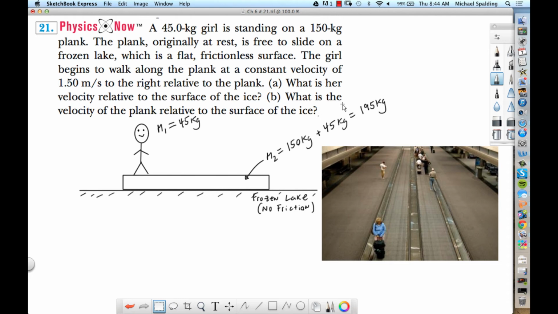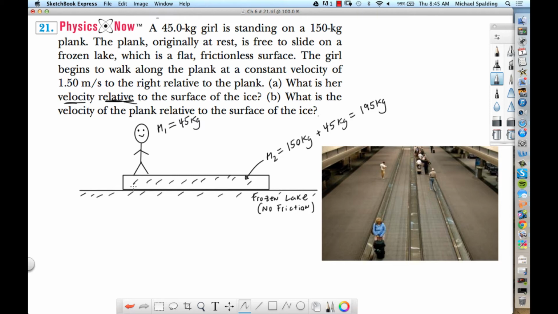Okay, 21. Now look, before we do this problem, you need to understand, and you already do just from having been alive, this concept of relative velocity. See here the question says, what is her velocity relative to the surface of the ice? So this girl is standing on this plank, on this board, and she starts to move. The board is on a frictionless surface, so as she starts to move, the board's going to start to move.